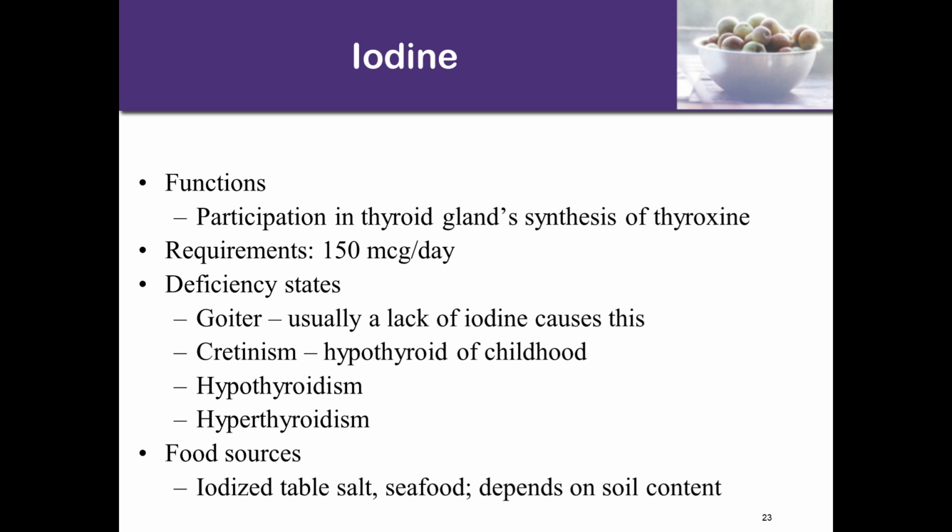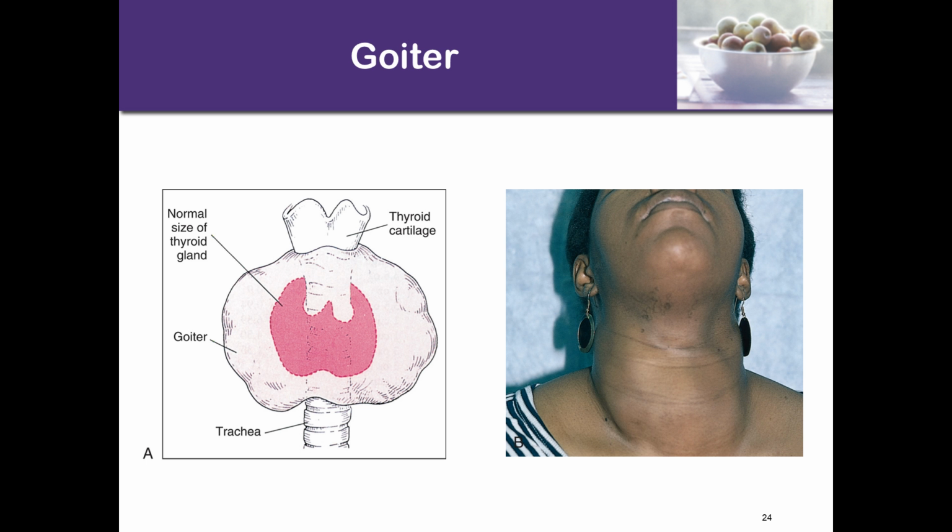Iodine food sources are iodized table salt, seafood, and it depends on soil content. The major amount of iodine is contained in iodized table salt. This is the diagram where this is the thyroid cartilage. This is the normal size of the thyroid gland, right? And this size will be enlarged when there is a deficiency in iodine.